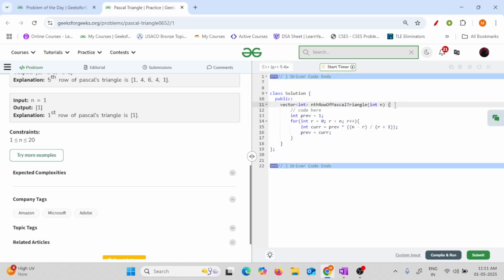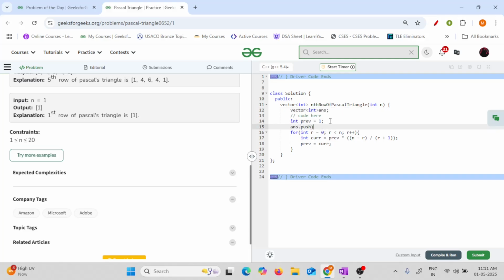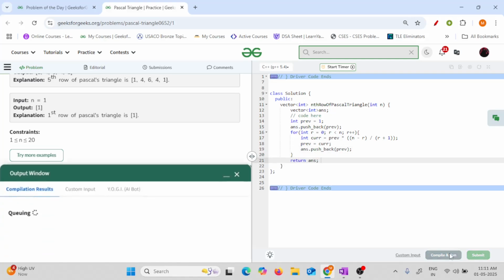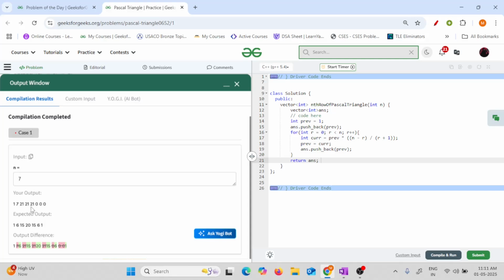For storing the answer, I'll use a vector of int called answer. I'll do answer dot push back previous, and after that answer dot push back previous here as well, and simply return the answer. Let's see whether it will work or not. If it gives any error, we'll try to fix it. For this it will become 1 7 7 21 21. So what did I do wrong? For the previous it will be n minus r and then r plus 1, and it will become previous multiplied. So instead I'll just write the current here.